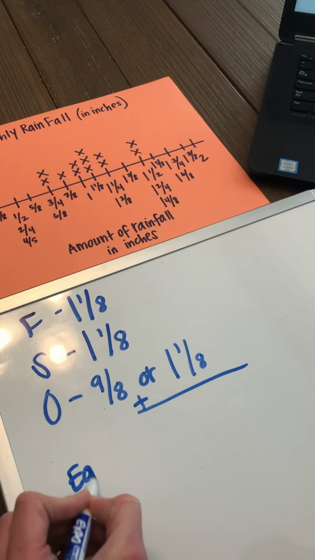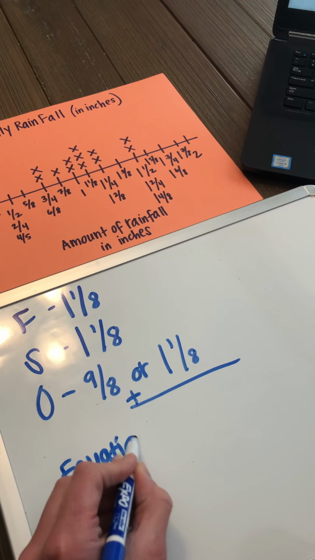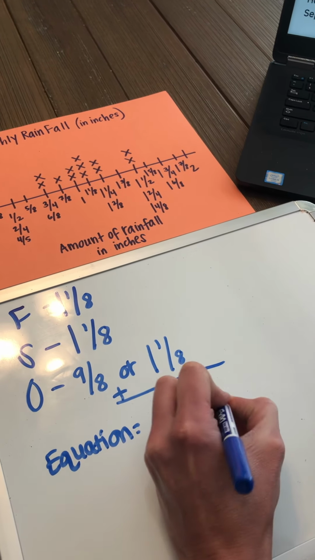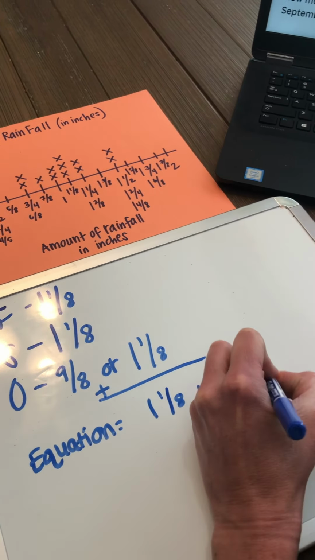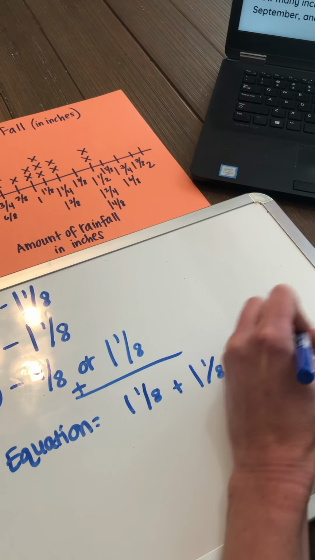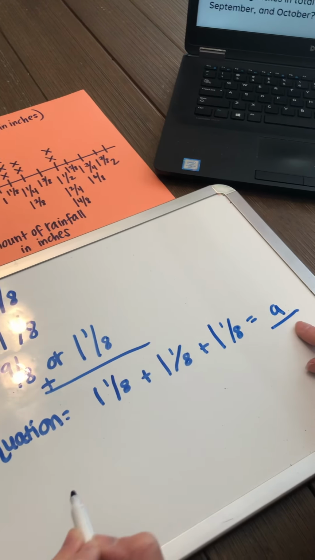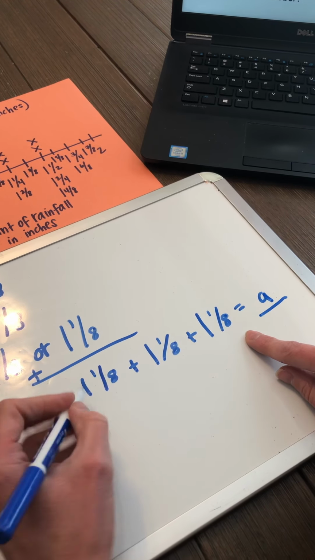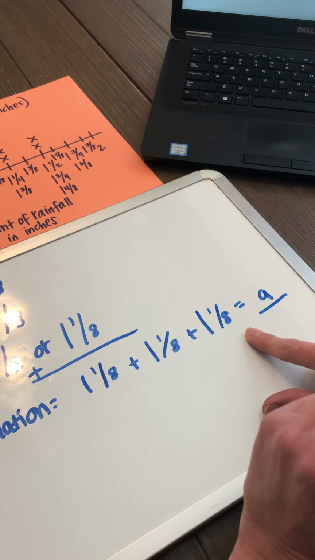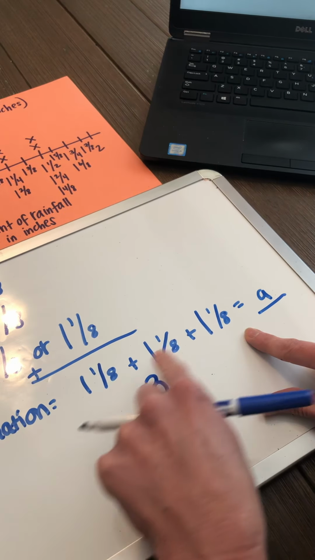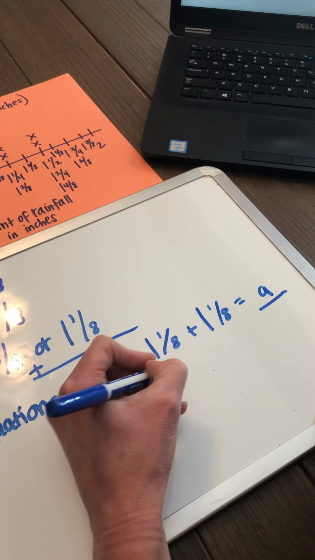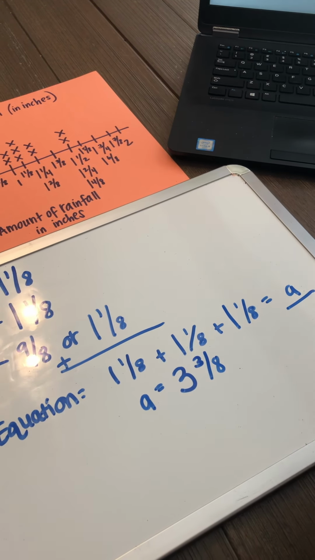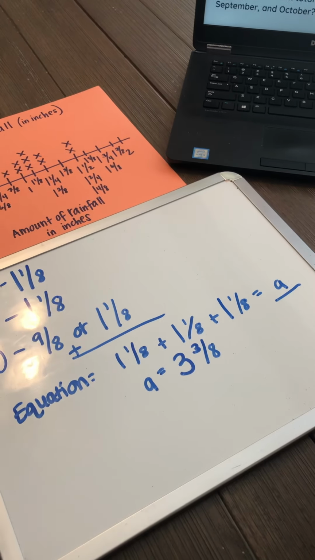So the equation that I was trying to solve here is 1 1/8 plus 1 1/8 plus 1 1/8 equals A. We'll just put that as our variable. So I can see 1 plus 1 plus 1 is 3. 1/8 plus 1/8 plus 1/8 is 3/8. So I can solve it that way because these already have a common denominator.